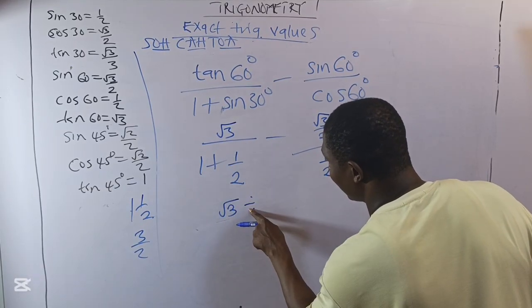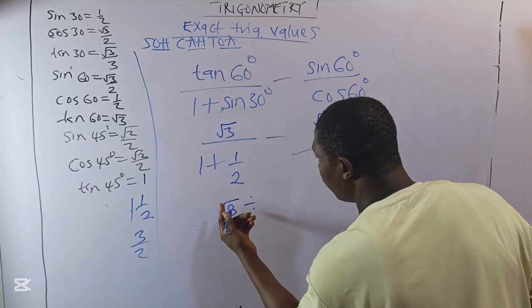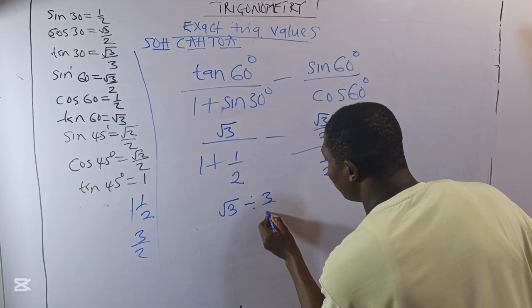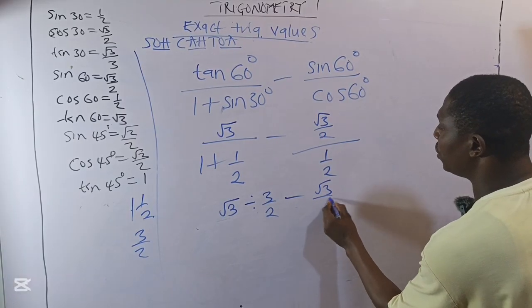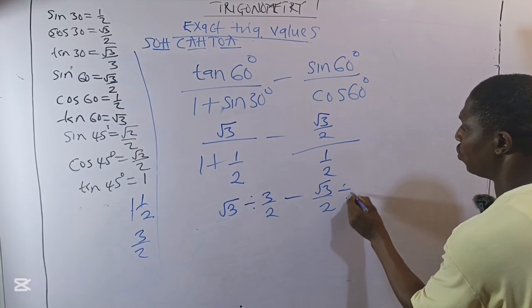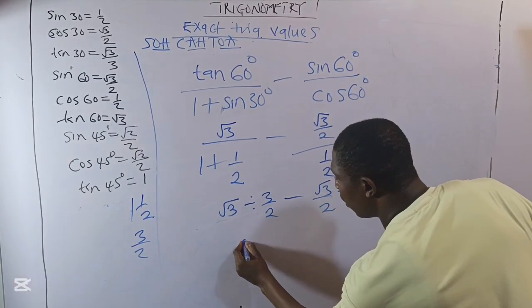I'm using this as this now, because 1 plus 1 over 2 will give me what? 3 over 2. So I have 3 over 2. Minus, this will give me root 3 over 2. Use this division, 1 over 2. So I'll have my root 3.